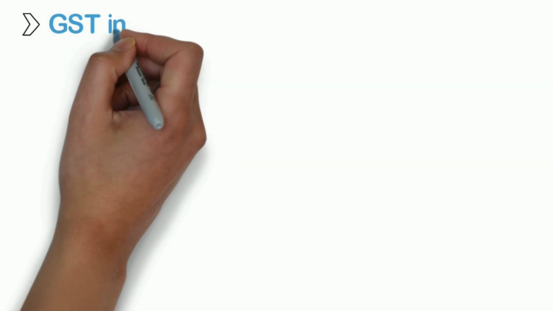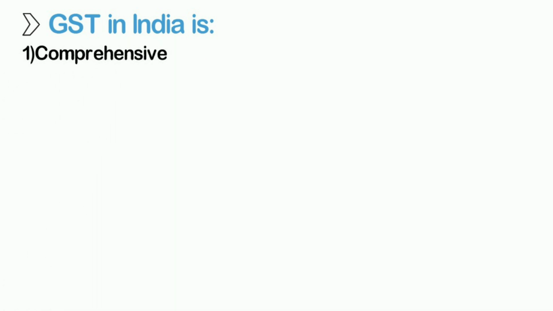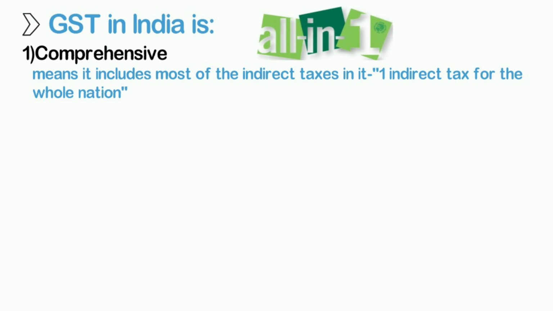Now, let's start with the features of GST in India. Basically, GST is comprehensive in nature. Now, comprehensive generally means all in one. As you all know, it has submerged many of the indirect taxes in India. Now, it is one indirect tax for the whole nation.